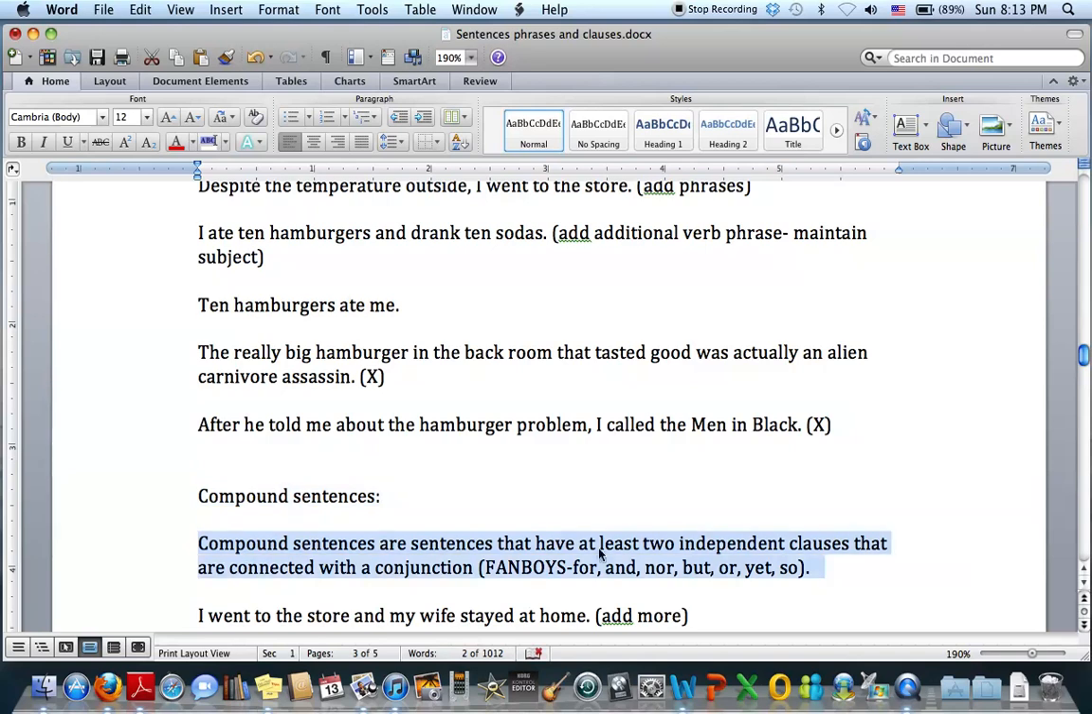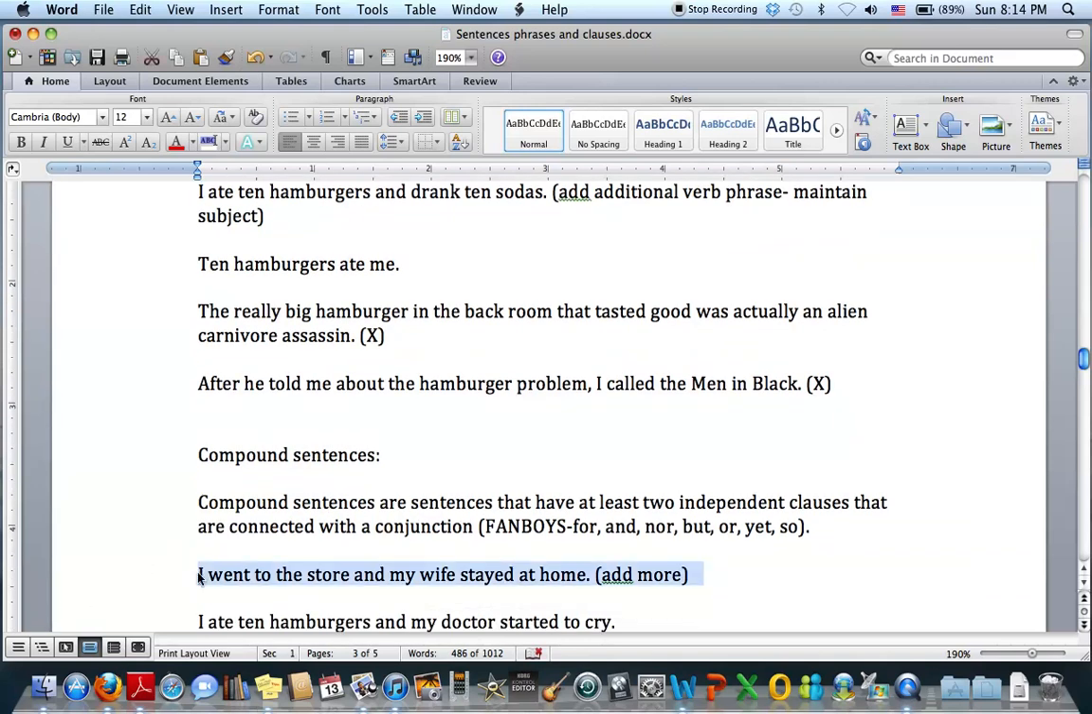All right, next up, compound sentences. Compound sentences are sentences that have at least, and this is important to remember, at least two independent clauses that are connected with a conjunction. What's a conjunction? One of the FANBOYS: for, and, nor, but, or, yet, or so. So keep this in mind: a compound sentence has at least two independent clauses. What does that mean? Here's an example: I went to the store, and my wife stayed at home. If I break this in half, I see "I went to the store," and I see "my wife stayed at home."